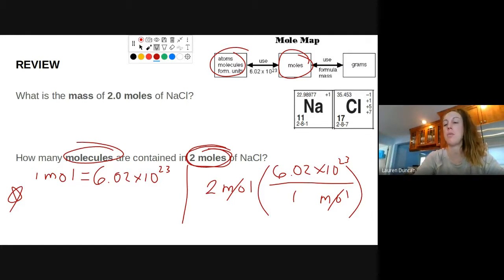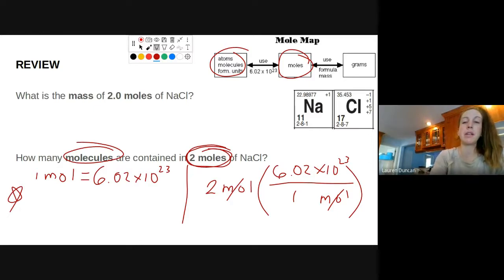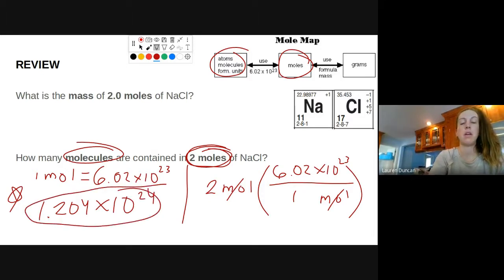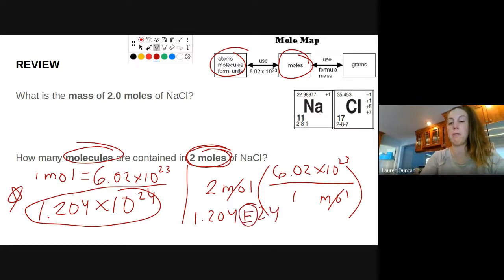This setup essentially, when put into a calculator, forces you to multiply by 2, 2 times 2 parentheses, 6.02 times 10 to the 23rd, divided by 1, close the parentheses. If put in correctly, your calculator should tell you that this is 1.204 times 10 to the 24th. Remember, if your calculator says this, 1.204 E 24, the E means times 10 to the 24 is the exponent on the power of 10. So that means that.